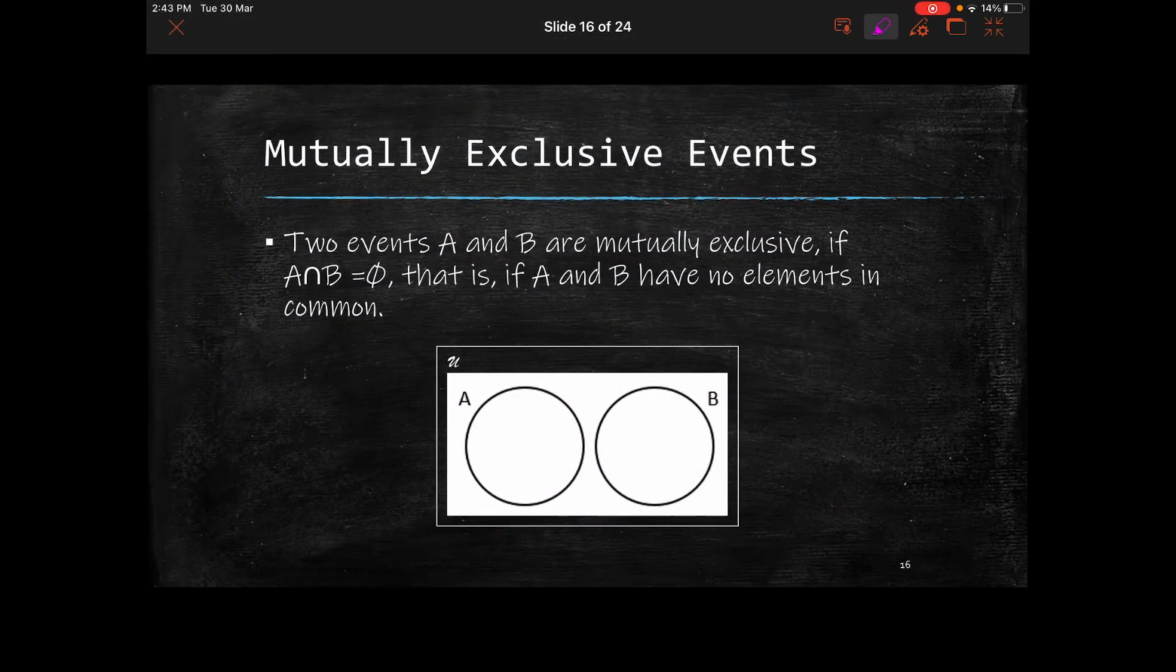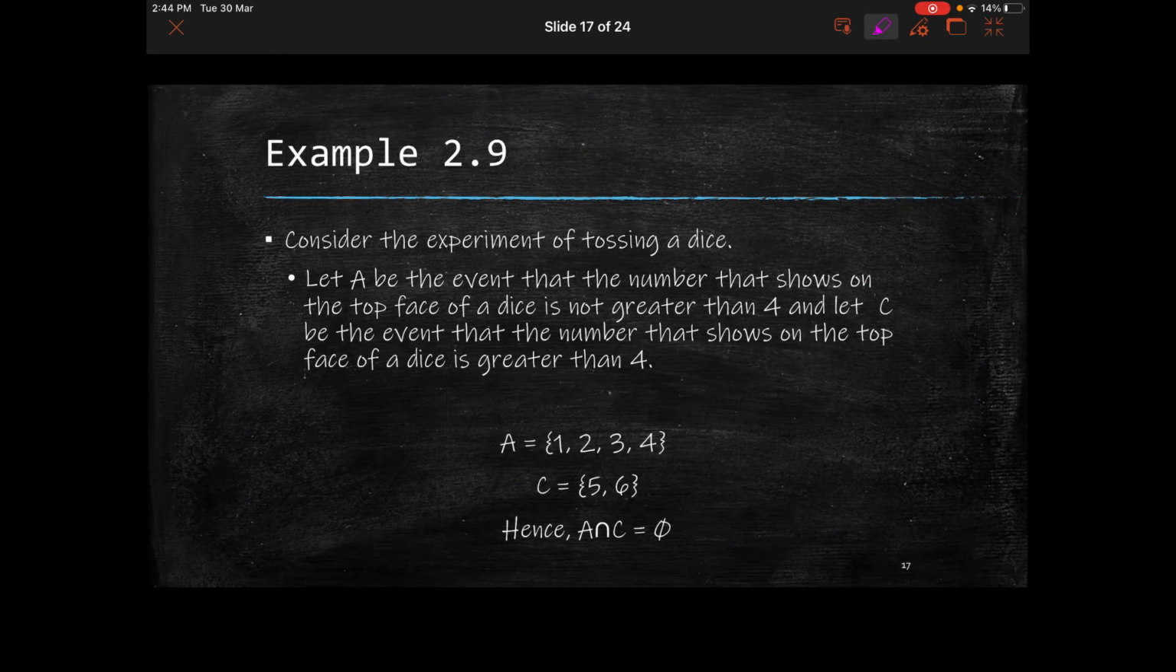Next, we have mutually exclusive events, which is also called disjoint, where two events have nothing in common. So we toss the dice again. Event A has elements not greater than 4, and then C has elements that are greater than 4. So if we can see here, A and C have no element in common.